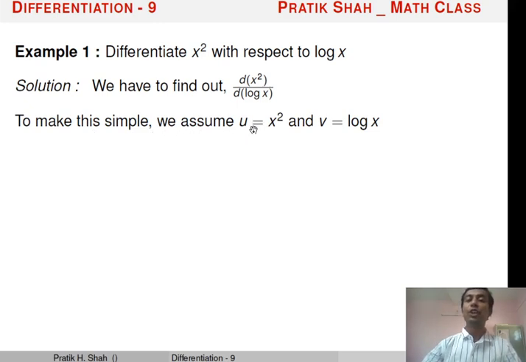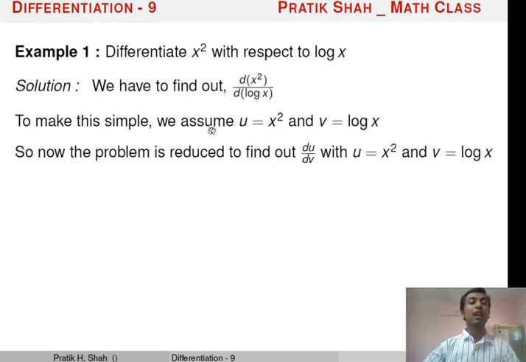We will assume two functions are given to us, right? First function is x square and second function is log x. So let's assume first function is equal to u and second function is equal to v. So u is equal to x square and v is equal to log x. So now our problem is converted to find out du by dv, because we have assumed this as u and this as v, with u equal to x square and v equal to log x.